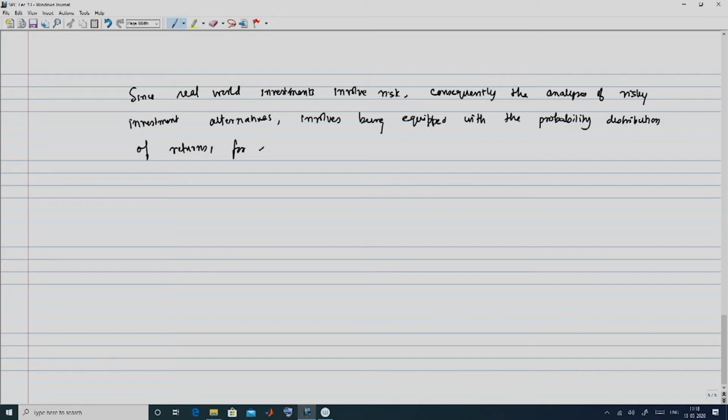And this is for each of the investments. So, this is an observation that we have already encountered and is slightly different from earlier, and that is that in case of real world investment, and by this I primarily refer to risky investment, the analysis of all these risky investments even in the framework of utility theory requires you to have the information about the probability distribution.